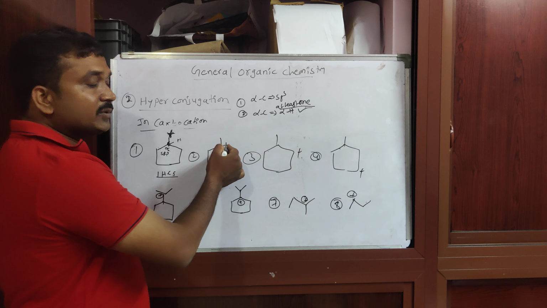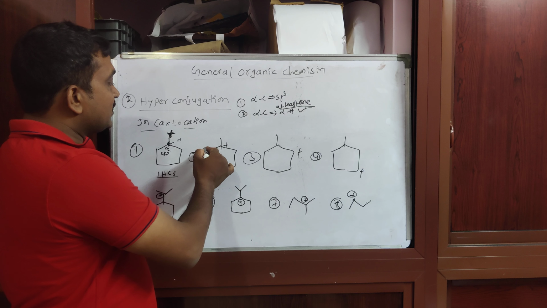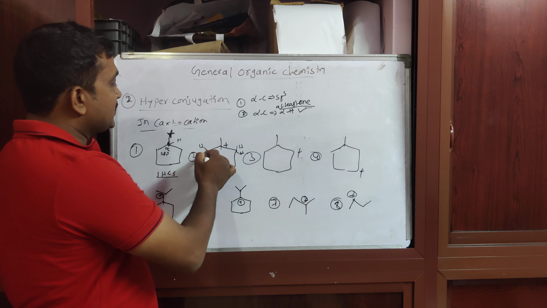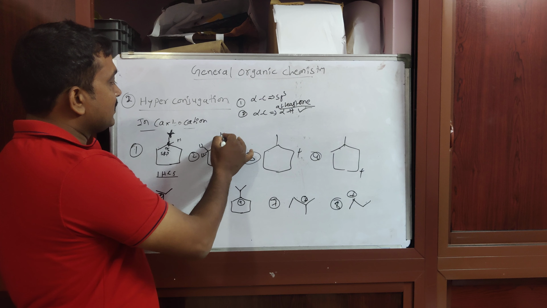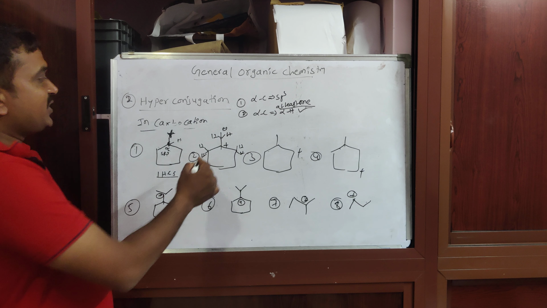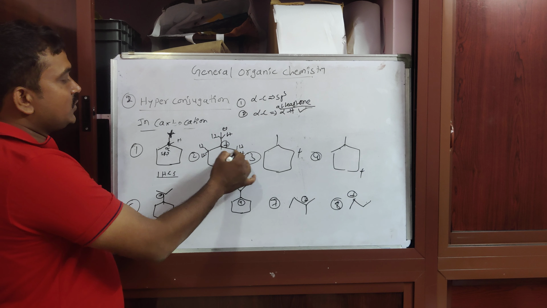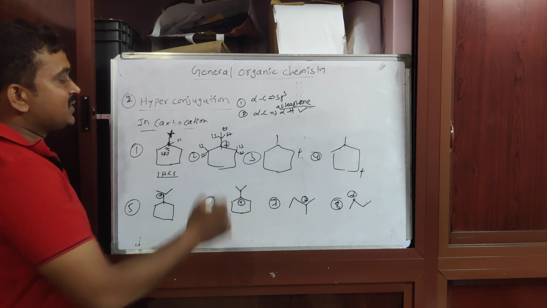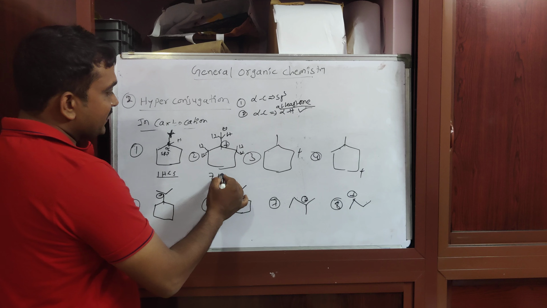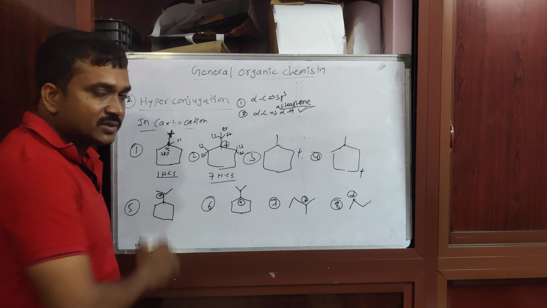If you take this carbon, the adjacent carbon is this one having 2 hydrogens. This is having 3 alpha hydrogens. 3 carbons show sp3 hybridization. 1, 2, 3, 4, 5, 6, 7. 7 alpha hydrogens are there. That's why it will show 7 hyperconjugation structures.